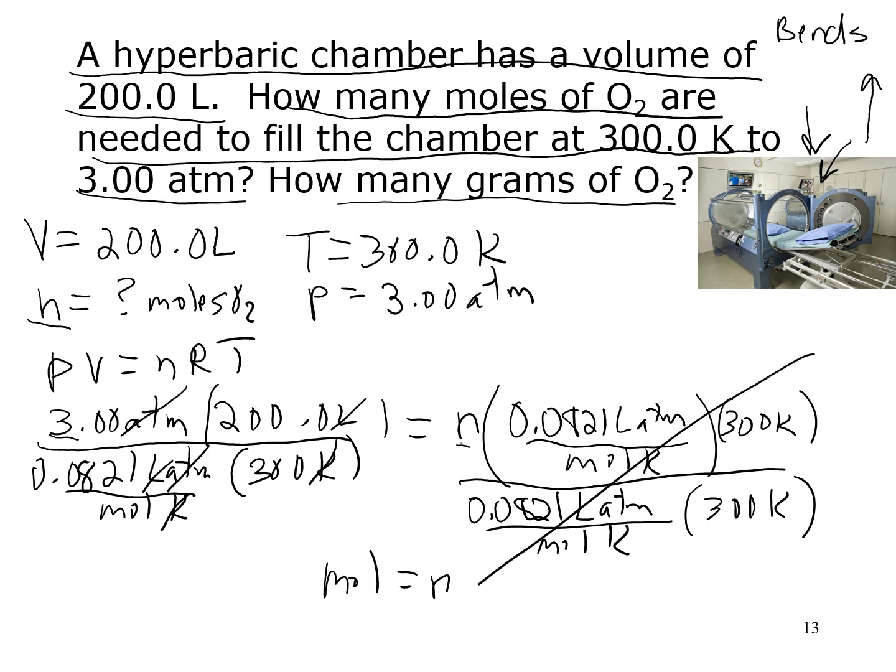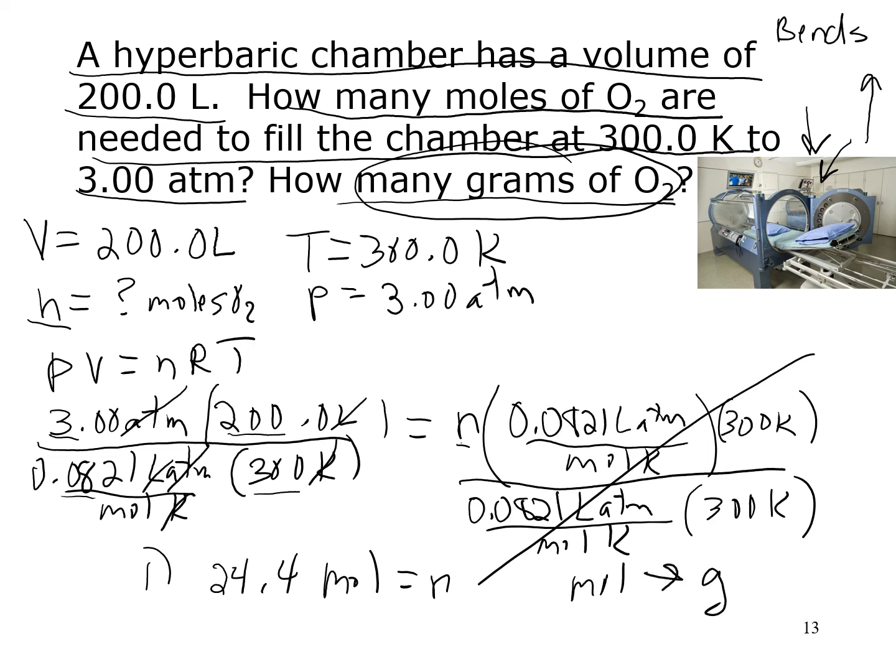So we have 3 times 200 divided by 0.0821 divided by 300. And when I do my calculation, I come up with 24.4 moles is the quantity of oxygen that will be needed to fill the chamber. So that's question number 1. Question number 2 is how many grams? So this is review from a previous chapter where we need to convert from moles to grams. And to go from moles to grams, we use the molar mass. So we need the molar mass of oxygen.